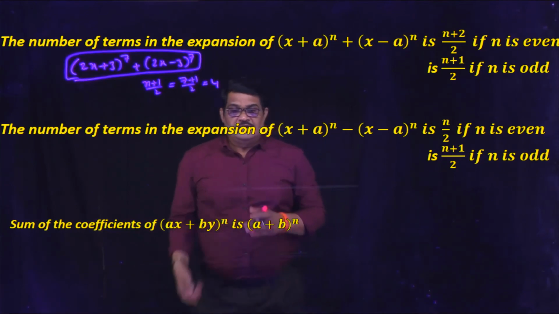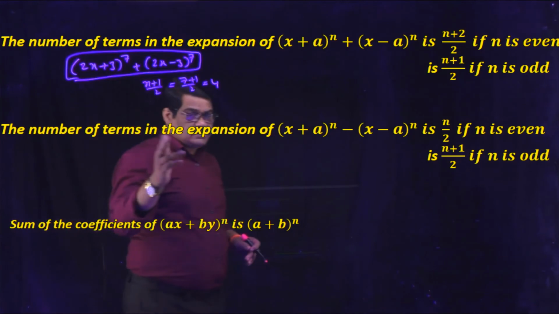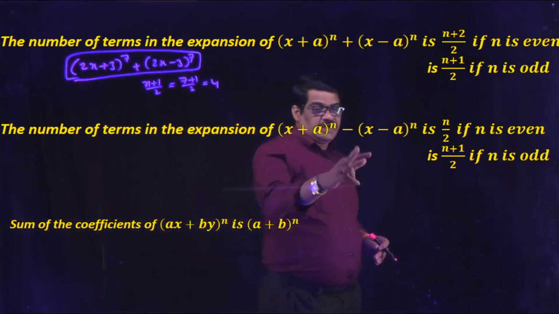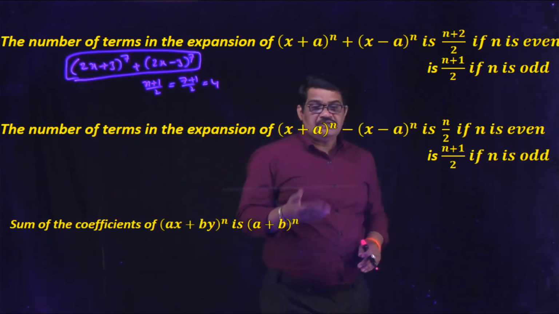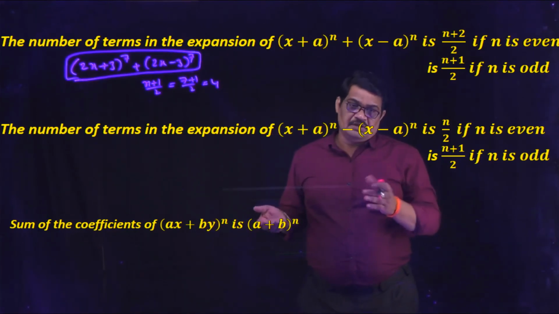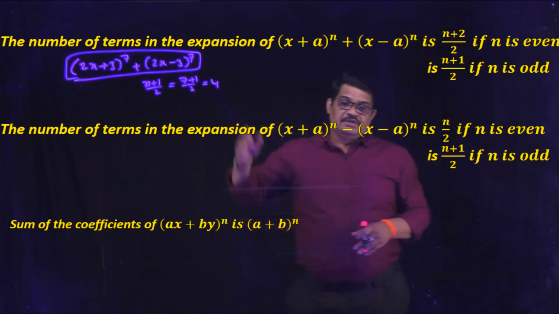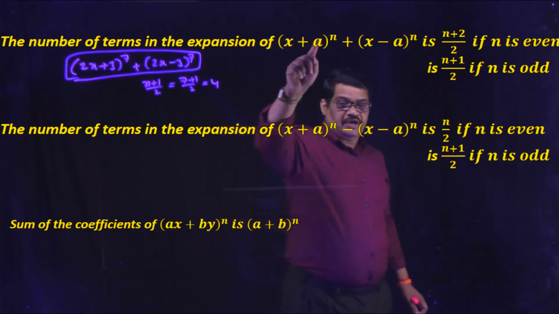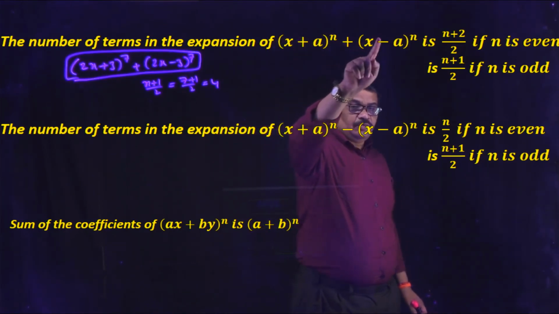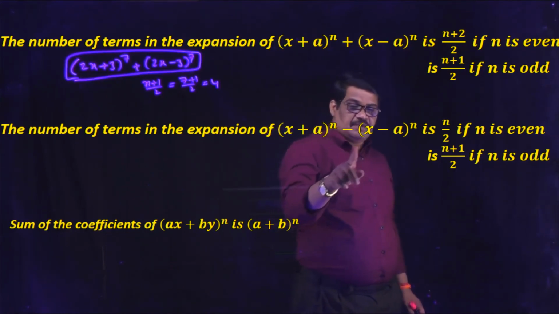Okay. Another, similar concept here. The number of terms in the expansion of (x + a)^n − (x − a)^n is n/2 if n is even, and if n is odd, the number of terms is (n + 1)/2. In the earlier formula there is a plus between the two expressions, (x + a)^n + (x − a)^n. In this formula it is (x + a)^n − (x − a)^n.